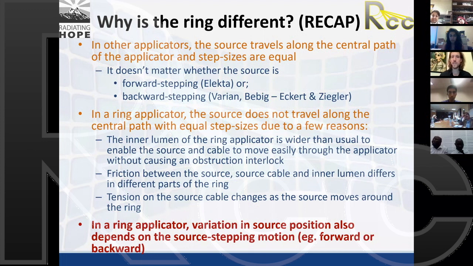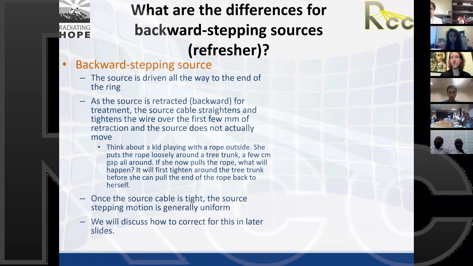What are the differences for backward stepping sources? The source is driven all the way to the end of the ring. The source is retracted backward for treatment. The source cable straightens and tightens the wire over the first few millimeters of retraction, and the source does not actually move.